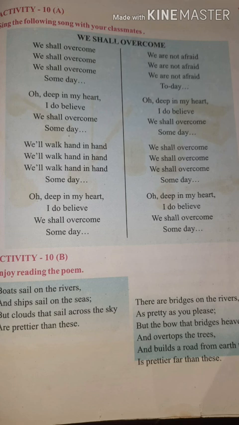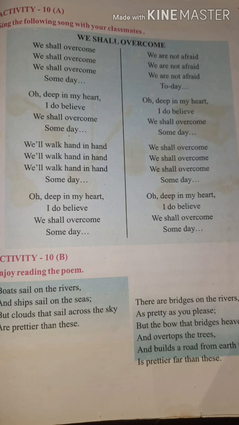Coming further to activity 10b, enjoy reading the poem. So here's a nice small poem which you are supposed to read and enjoy on your own. So it's about the boats sail on the river and the ships sail on the sea, but the clouds that sail across the sky are prettier than these. So what are prettier? The clouds sailing across the sky are prettier than the boats and the ships that are sailing on the river and the sea respectively.